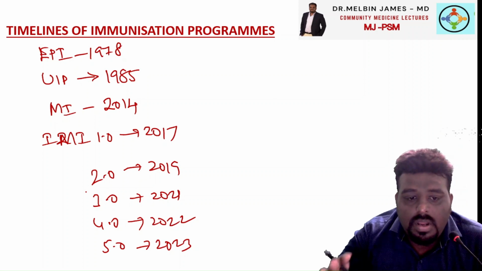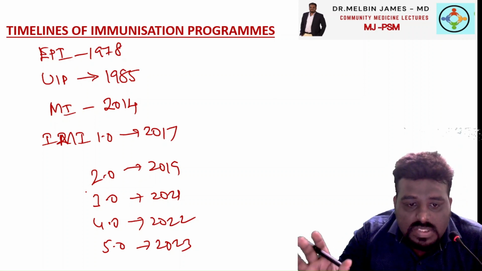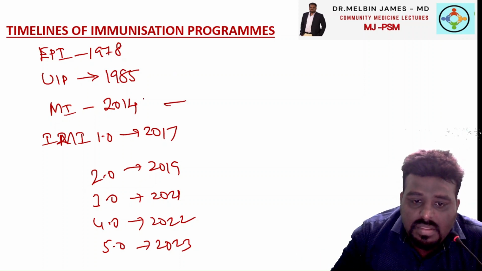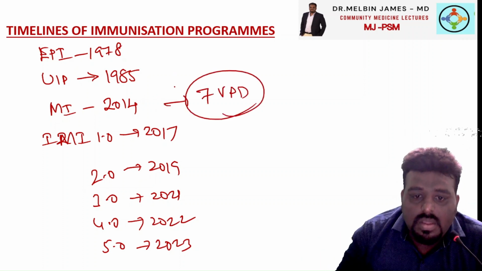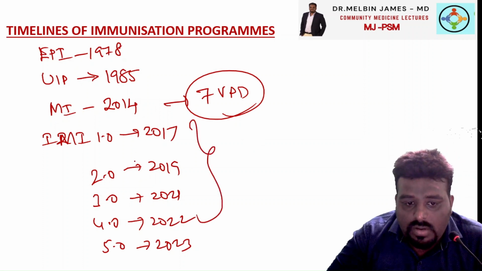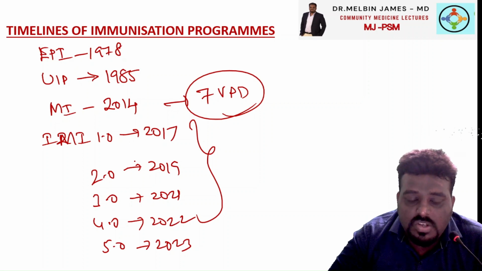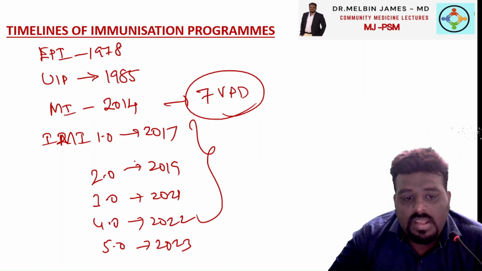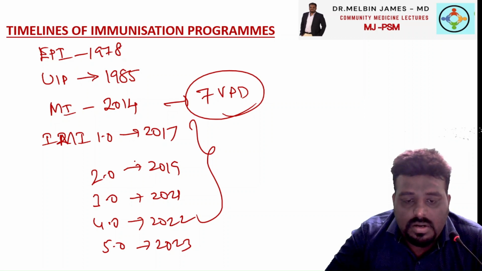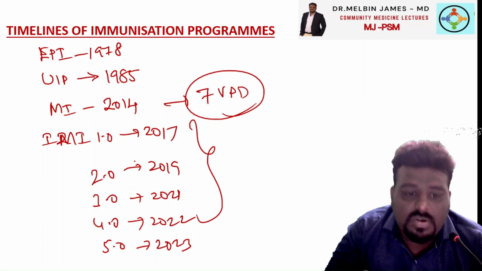Just remember, Mission Indradhanush was targeted in 2014 against 7 vaccine preventable diseases, which are already in our schedule. Next, we have the intensified versions, because the coverage achieved by Mission Indradhanush was not enough. So we needed to plan an Intensified Mission Indradhanush. Mission is like a movement. We need to work in a mission mode to eliminate these vaccine preventable diseases.